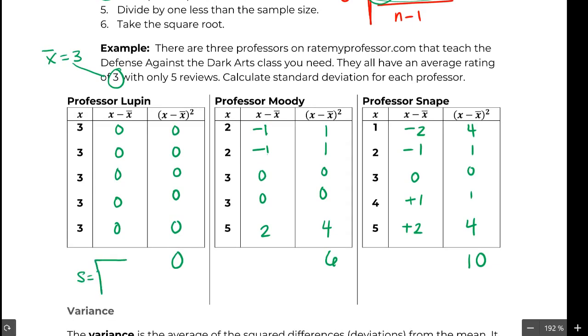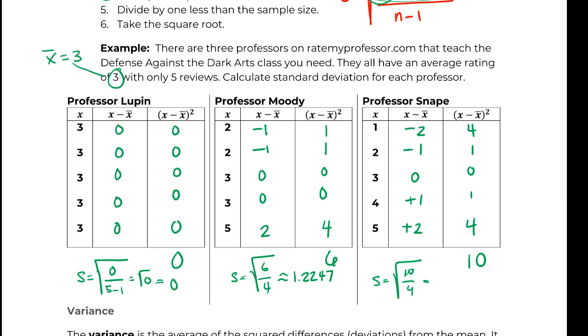So our S is the square root of that summation divided by N is 5 right there, 5 reviews minus 1. So this is just going to be the square root of 0, which is 0. This is going to be the square root of 6 over 4. I've just simplified that 5 over 1, which there's no reason to do any simplifying or anything fancy pants in terms of math. This is 1.2247. And then our last one, 10 over 4. We've got 1.5811.